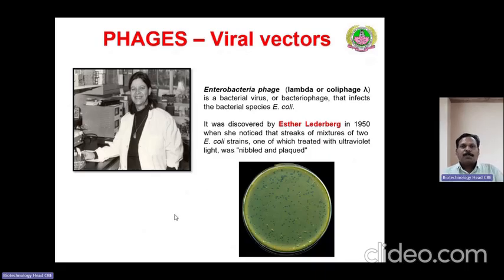The next vector system we will discuss is the phage or viral vector systems, which are viruses that eat bacteria. So enterophage, lambda-phage or coliphage is a virus that eats bacteria, or they kill bacteria, and we call them bacteriophage, which infects bacterial species like E.